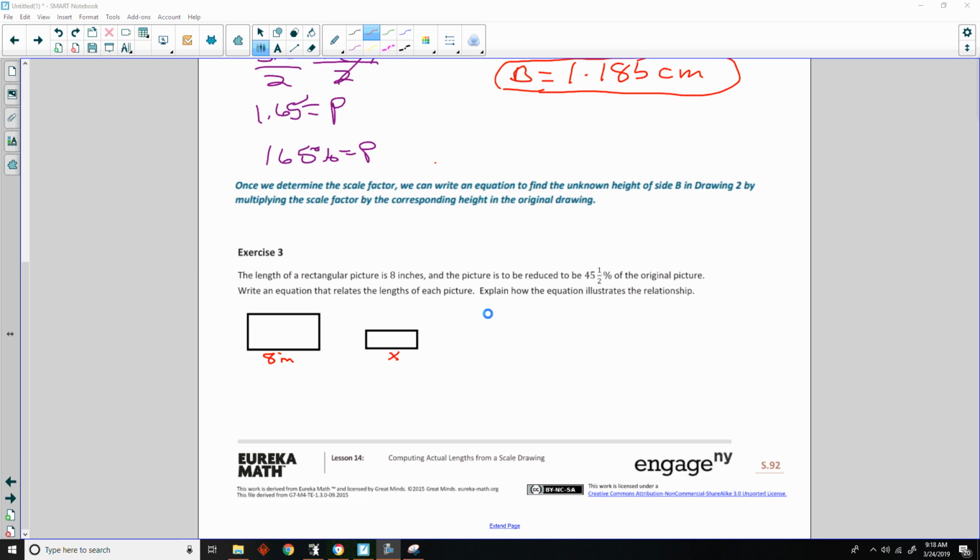So the equation is going to be, my computer's messed up, so just a second. All right, so sorry about that. My computer is messing up.